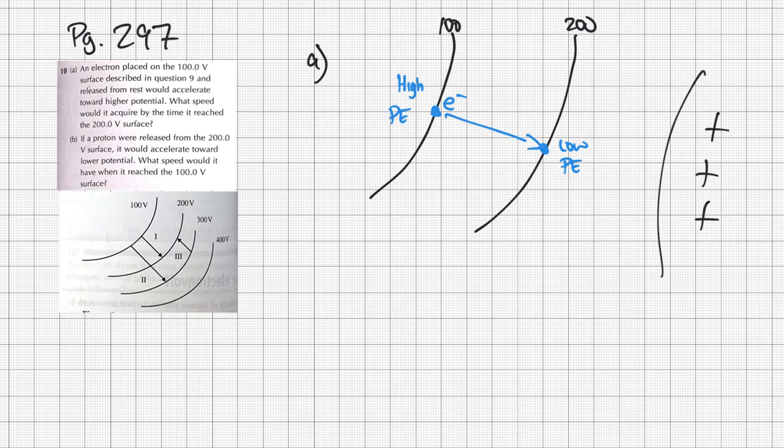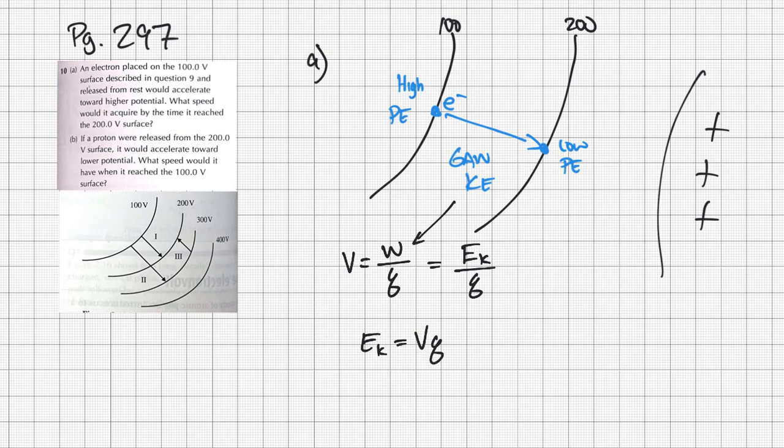And so what that means is we're going to gain kinetic energy. And we're gaining kinetic energy because the electric field is doing work to accelerate this electron. So we can use the equation: electric potential difference equals the amount of work divided by Q. And again, the work is going to be the gain in kinetic energy, so it's going to be kinetic energy over Q. And so we can then say kinetic energy equals electric potential times the charge.